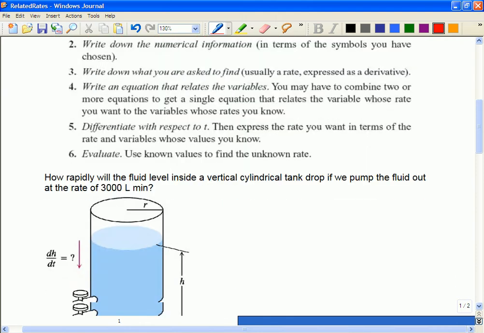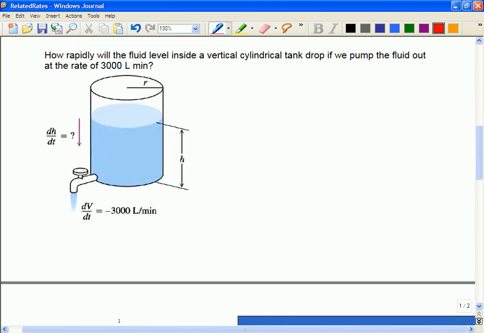But let's apply those strategies and see what we can do. So here's the question. The picture's on there if you've printed your notes. Otherwise, you can copy it down quickly. How rapidly will fluid inside a vertical cylindrical tank drop if we pump the fluid out at a rate of 3 liters per minute? Or sorry, 3,000 liters per minute.